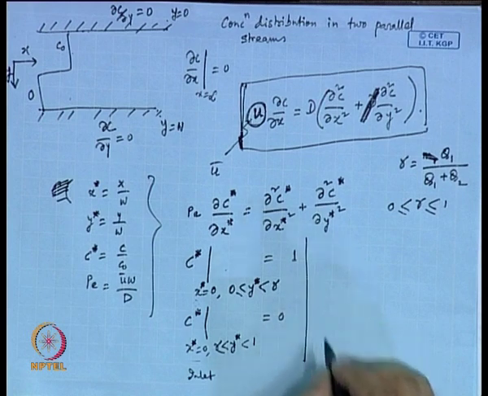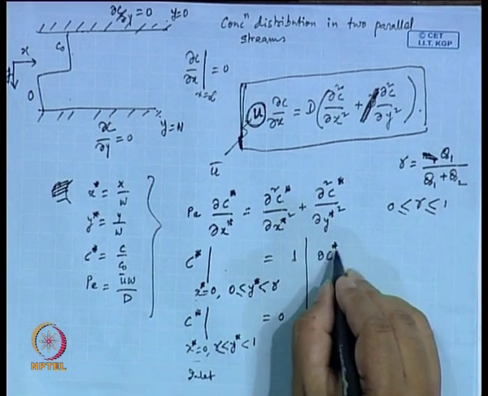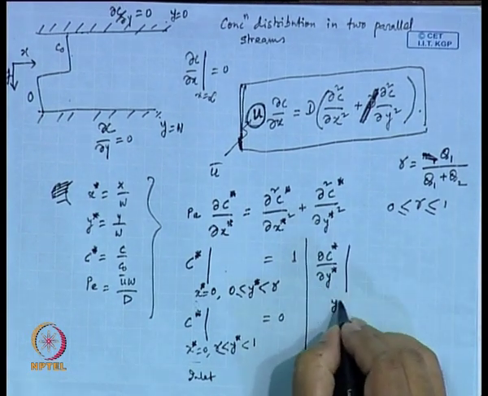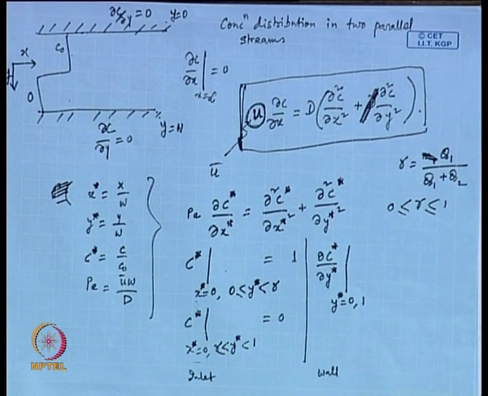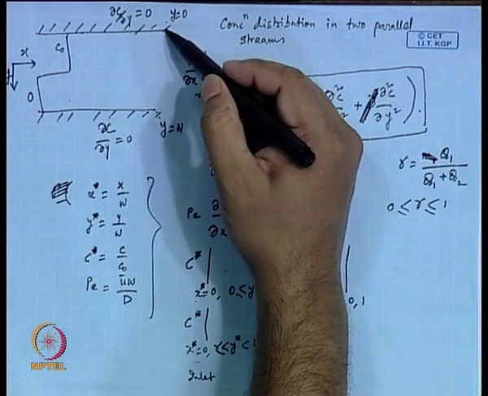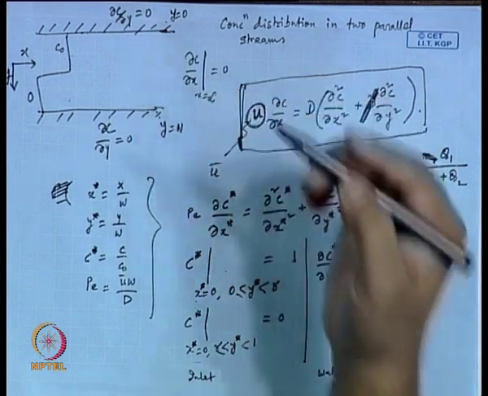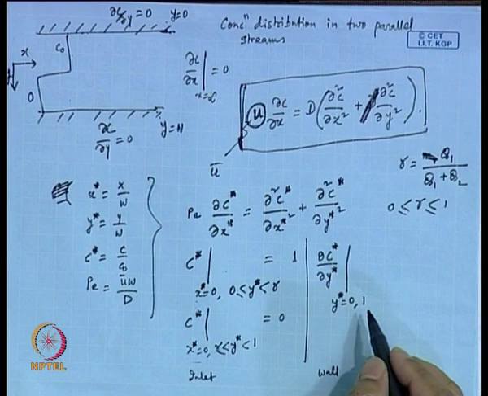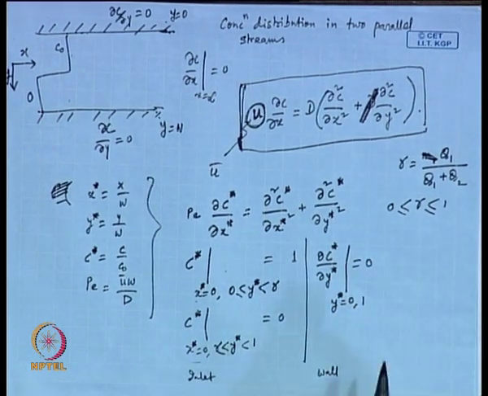Then we have another wall condition. Wall condition is that del c star del y star at y star is equal to 0 comma 1. See, w is in y direction, y is equal to 0 here and y is equal to w here. So, it is between 0 to 1. So, y star is equal to 0 or 1, both are walls, and this is the wall condition.